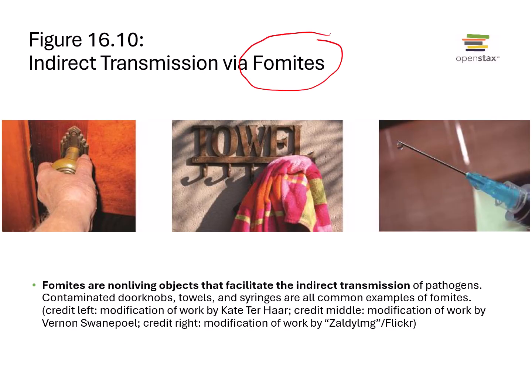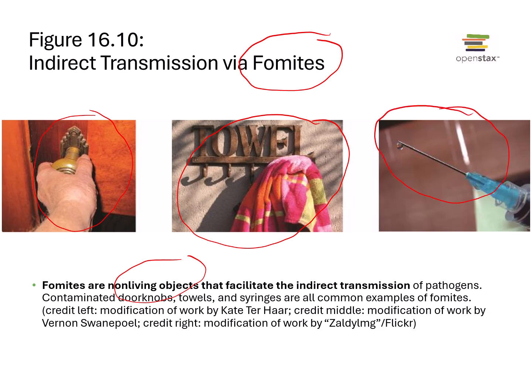Fomites are involved in indirect contact transmission. So fomites, remember, are non-living objects, and they can spread pathogens easily in hospitals, schools, or public spaces. Dirty doorknobs, dirty shared towels or books, even stuffed animals, needles and catheters especially are significant because they bypass the skin barrier in hospitals and clinics.